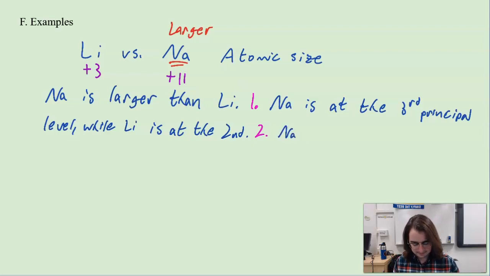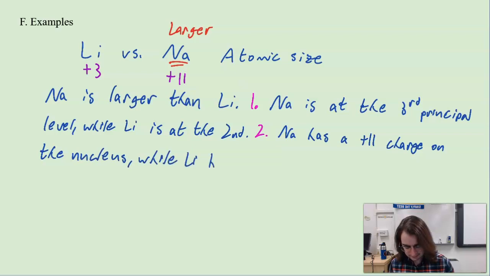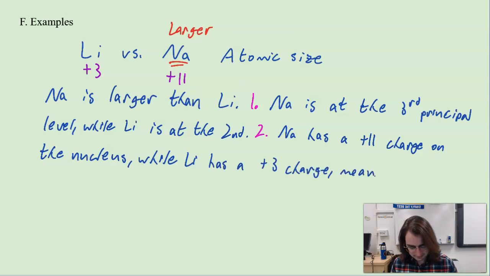We can say Na has a plus 11 charge on the nucleus, while Li has a plus 3 charge. And we can add a little bit. We can say meaning. Oh no, let's just leave it there. Let's not change our answer. So again, this isn't something that's actually pointing towards the evidence very well, but we still need to state it.